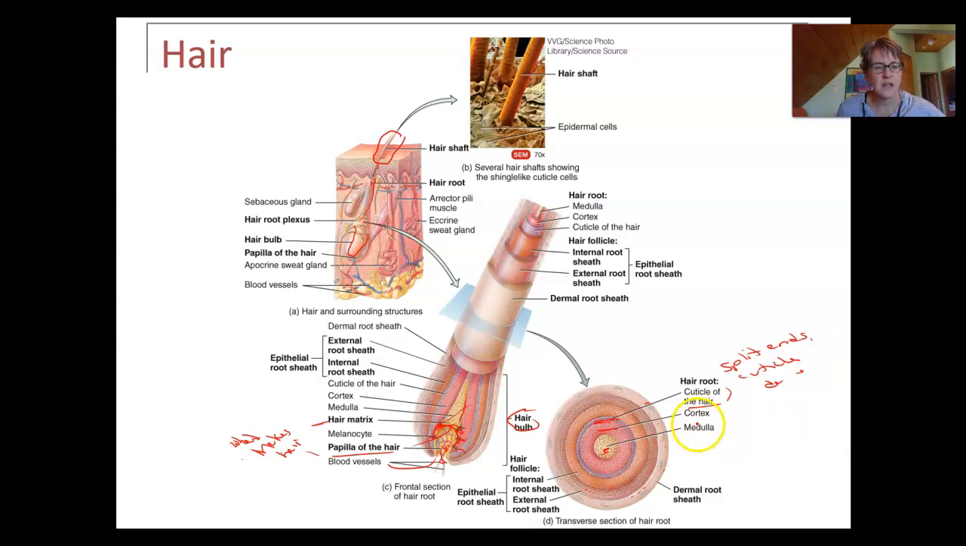All right, I'm trying to write that. The cortex is the next layer in, and then the medulla is right in the middle of the hair, the centermost part of the hair.